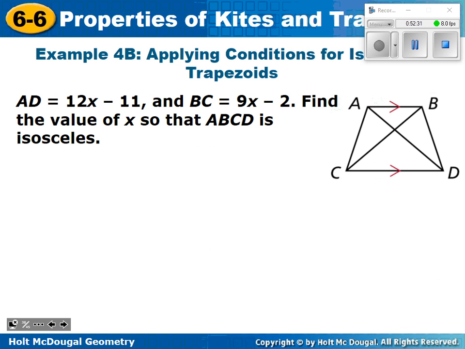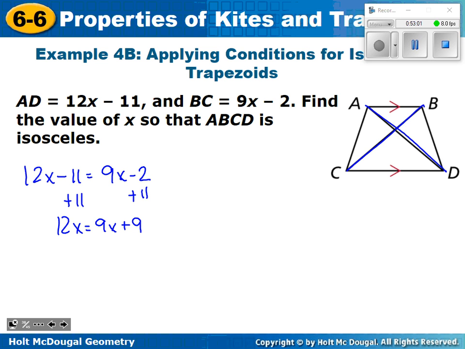All right, this one, find the value of x so that ABCD is isosceles. We know for sure it's a trapezoid by the markings. AD is this diagonal, BC is this diagonal, so if it's isosceles, what should be true about the diagonals? They should be congruent. So again, you're just going to set them equal. 12x minus 11 should equal 9x minus 2, and solve for x. This one's easier. We can add 11. 12x equals 9x plus 9, and then subtract 9x. 3x equals 9, so if we divide by 3, what is x? 3. Only one solution because it's linear.